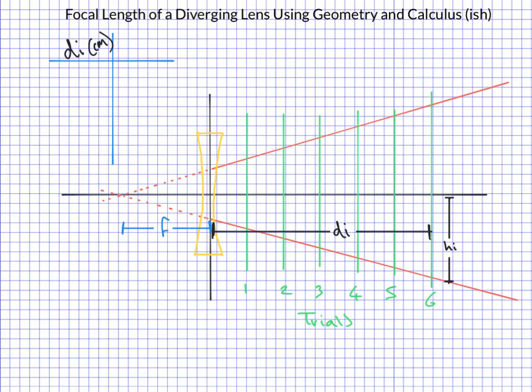And then my responding variable, the y-axis, is going to be, well, think about it, what's going to change as I increase this distance? Well, hopefully you can see what's changing. Well, on trial 6, there's a difference there. Compared to trial 3, there's a difference there. And so it's the height of the image. So my y-axis is going to be the height of the image in centimeters. Okay, and I'll show you my data in just a moment.